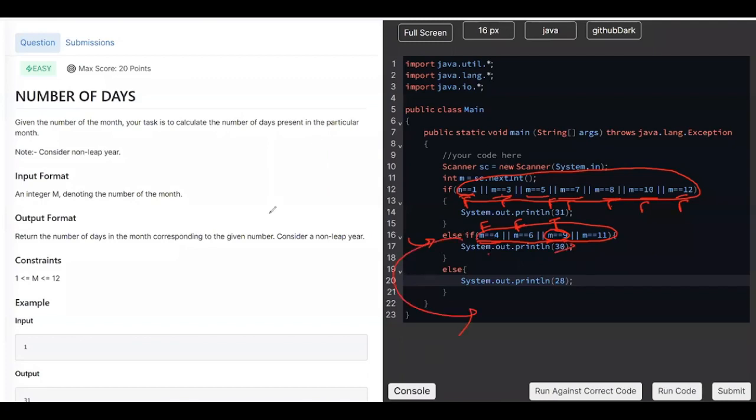But if let's say you have given m is equal to 2, then the if condition will be false, and the else if condition will also be false. So you will enter the else block and you will print 28, which is the number of days in February. Okay? Cool.